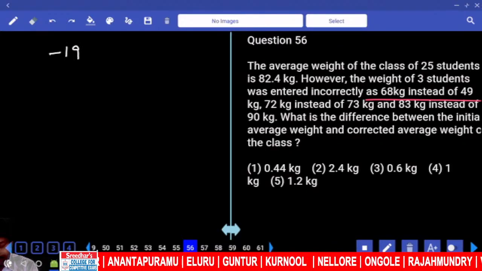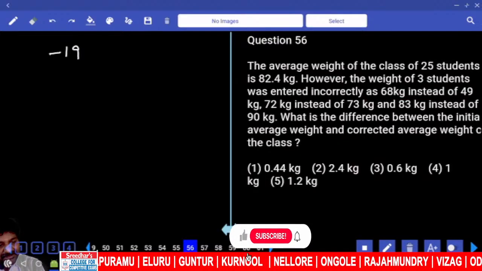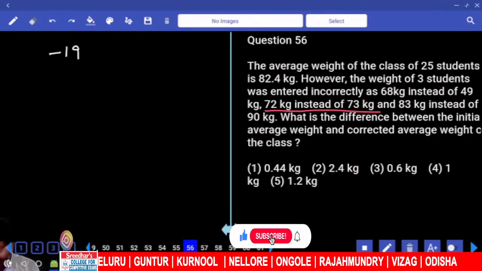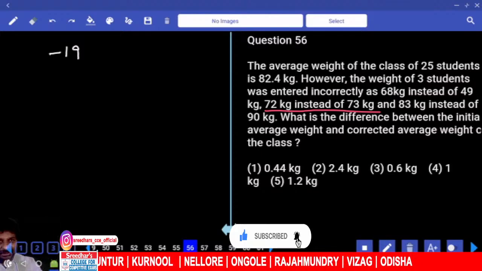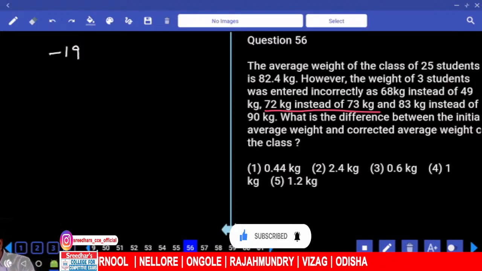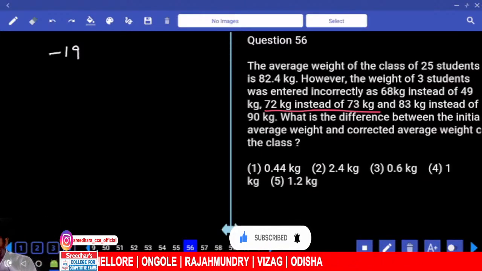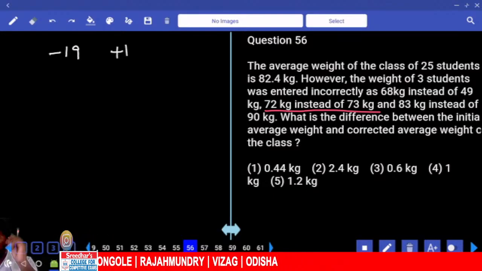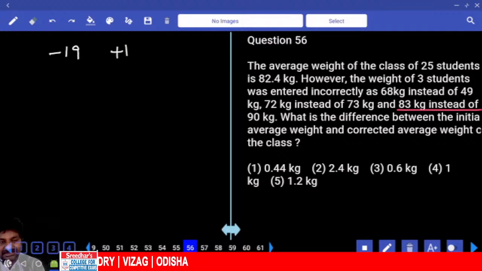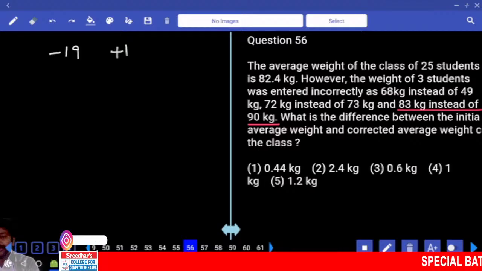Are you okay? Second one, 72 kgs instead of 73. Original mark 73, entered as 72, taken 1 less. To make it correct, we have to add 1. Third one, 83 kgs instead of 90. Original 90, taken as 83, taken 7 less. To make it correct, we have to add 7.